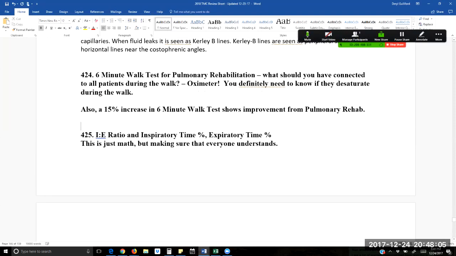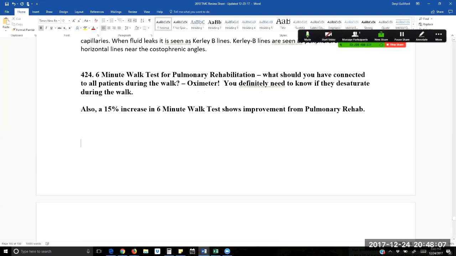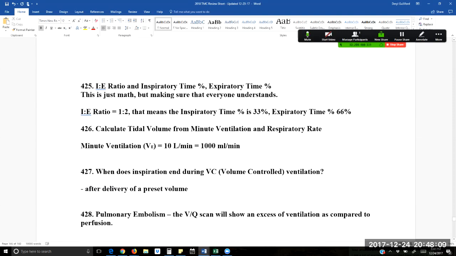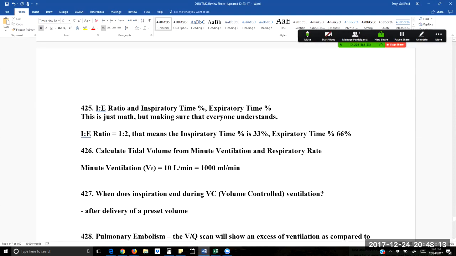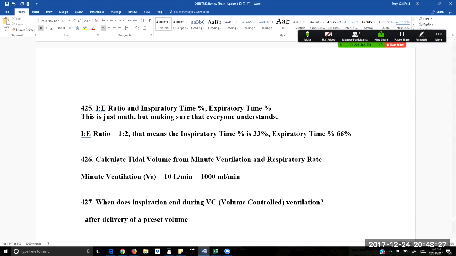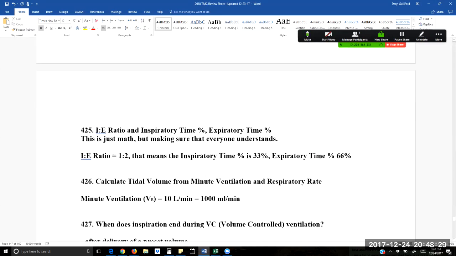Let's scoot that next one down to the next page. I:E ratio and inspiratory time percent, expiratory time percent. It's just math, but making sure you understand. If the I:E ratio is 1 to 2, that means you've got twice as much expiratory time as inspiratory time. Then inspiratory time is 33%, expiratory time is 66%. Okay? Very simple point, but it could show up on your test.